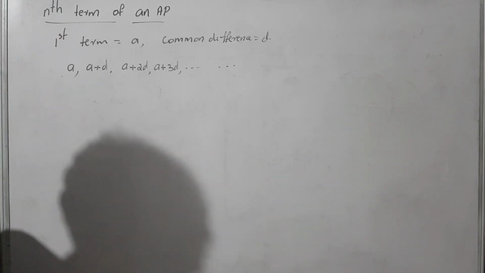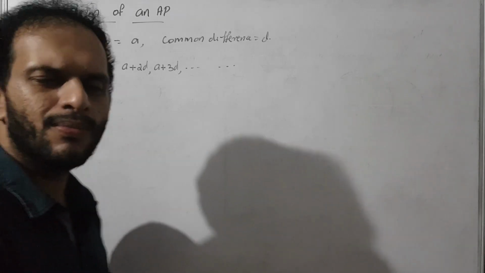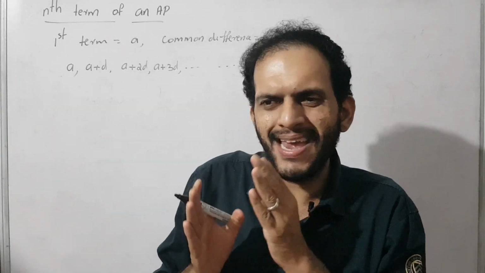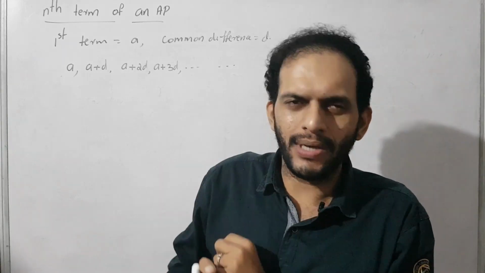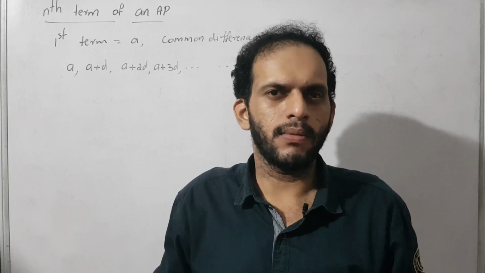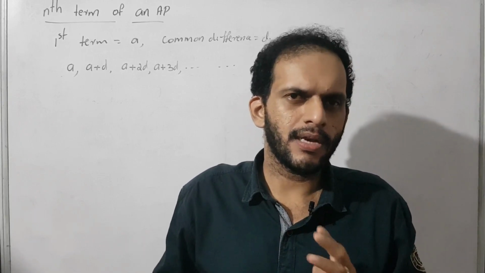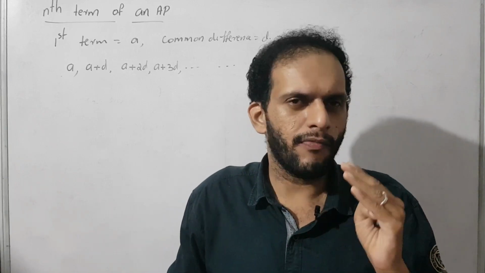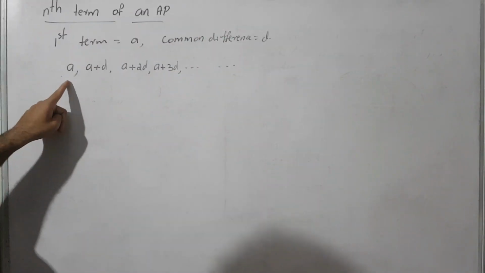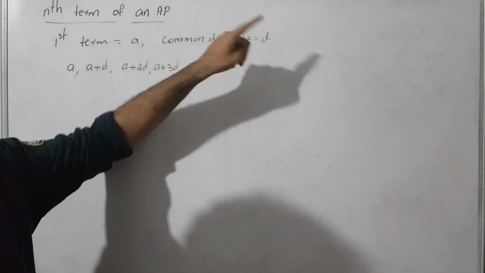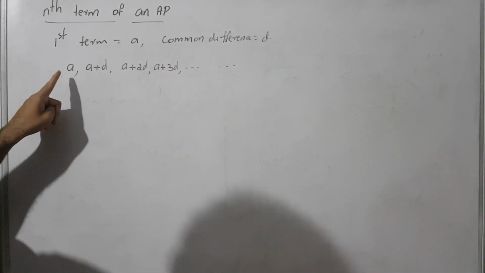Then we denote the first term, second term and third term like this: A1, A2, A3, etc., up to AN. The AN means the last term, the nth term of an AP. Here we are discussing the nth term. Then how do we find the nth term of an AP? That is the idea we are discussing now. Just listen here. The arithmetic sequence is like this: the first term is A and the common difference is D.